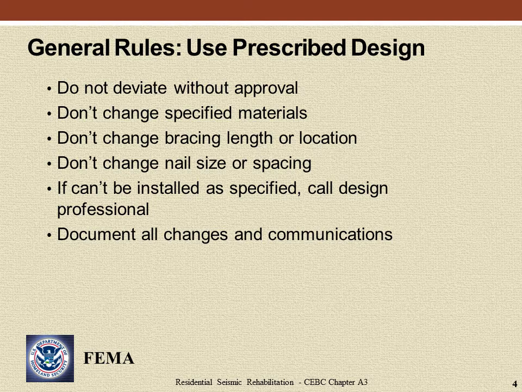Once a rehabilitation design has been developed and approved by the building department, it is important that it be installed in substantial conformance with the approved plans. Revisions to the plans, if necessary, should also be approved. Specified materials, nails, connectors, etc. should be used. Bracing length and location should not be changed except for very minor adjustments. Where specified work cannot be installed, additional guidance from an architect or engineer will likely be needed.